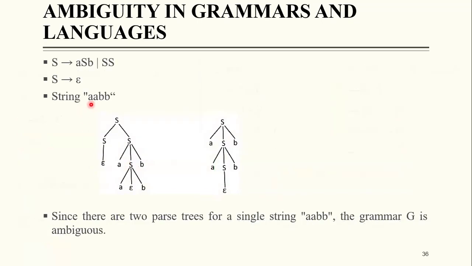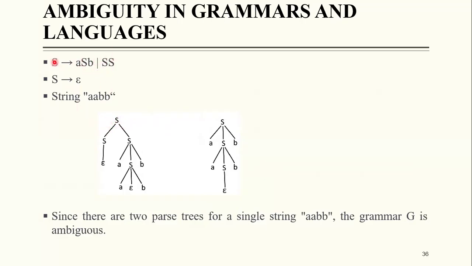And next, another example is given. The grammar is S derives A S B or S S, and S derives epsilon. The input string is AABB. So we have to check whether we have more than one possibility for constructing a parse tree, or a leftmost derivation, or a rightmost derivation. Here I have chosen the parse tree method, and S derives SS.